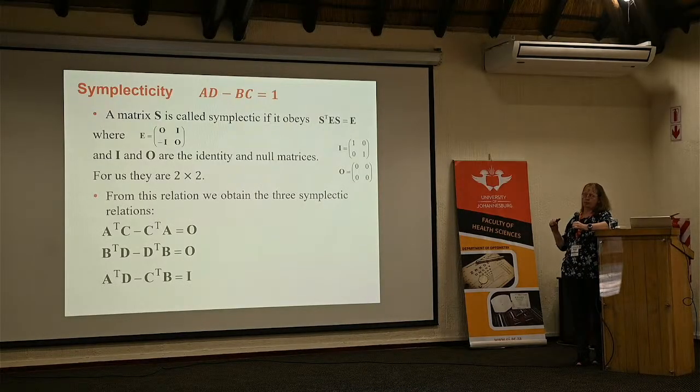And from that, if we multiply out, we obtain 3 relationships. So if a matrix obeys all 3 of these equations, then it is a symplectic matrix. And you'll see here something that looks a bit like the equation for the Gaussian system, but a little bit more.